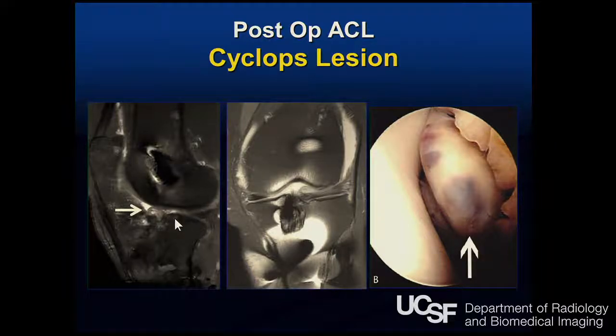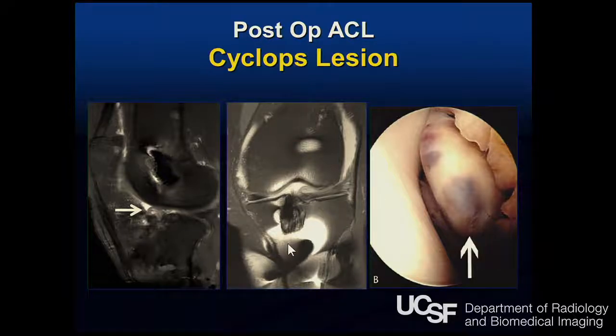This is distinct from arthrofibrosis, right? Arthrofibrosis simply refers to scarring in the anterior aspect of either Hoffa's fat pad or in the anterior soft tissues. It's not within the joint space itself. So we use arthrofibrosis to describe normal post-surgical scarring within the soft tissues or the fat pad, and cyclops to really describe this focal lesion in the anterior aspect of the intercondylar notch.